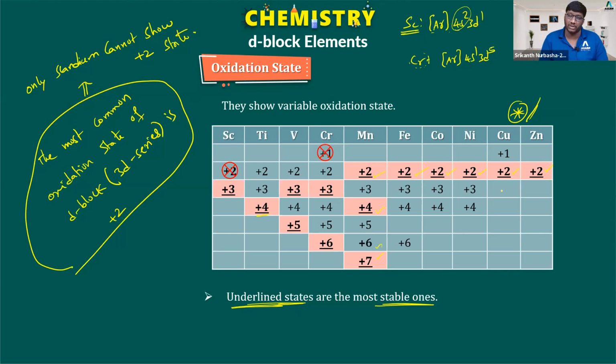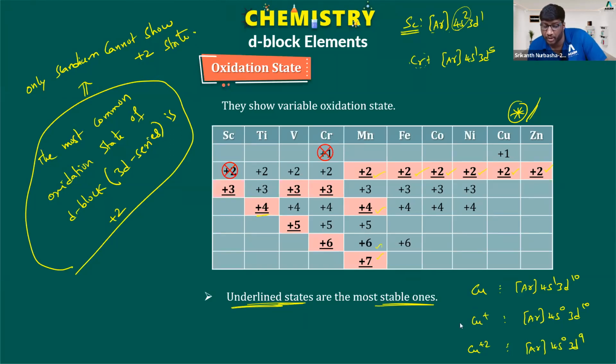Copper in aqueous solution, which is the most stable state? Copper, write the electronic configuration: argon 4s1 3d10. Cu plus: argon 4s0 3d10. Cu plus 2: argon 4s0 3d9. Which is the most stable oxidation state of copper, Cu plus or Cu plus 2? Look at the electronic configurations and say. Cu plus. So Farhan says Cu plus. Why, Farhan?